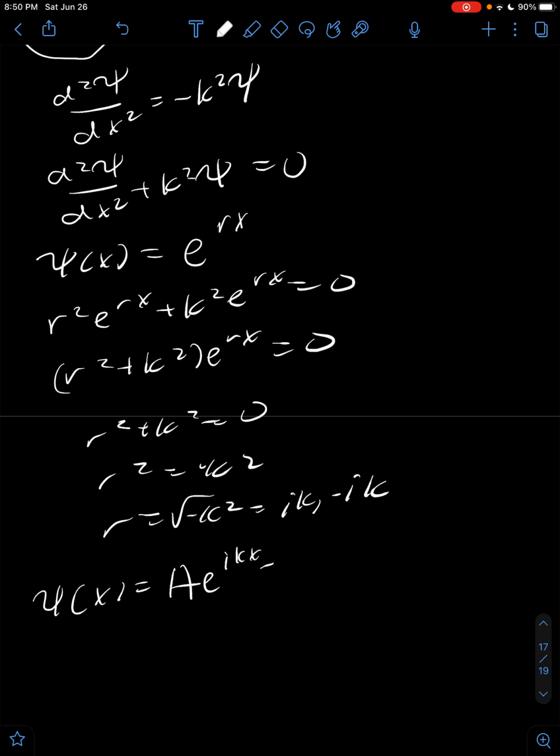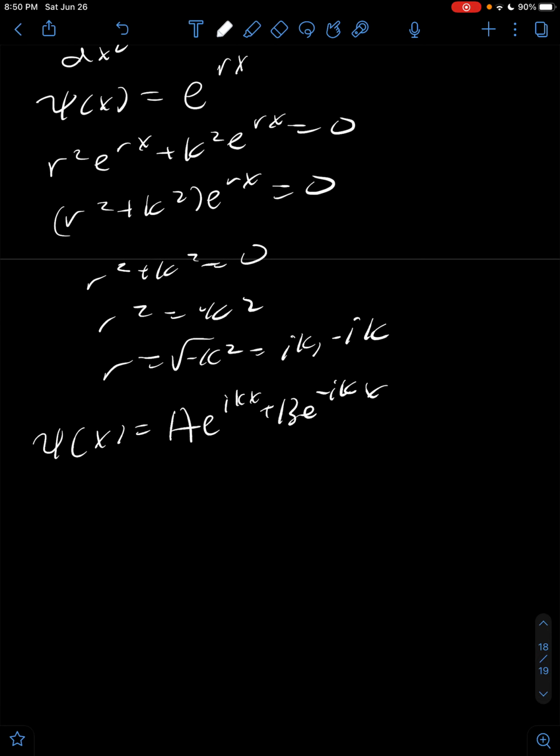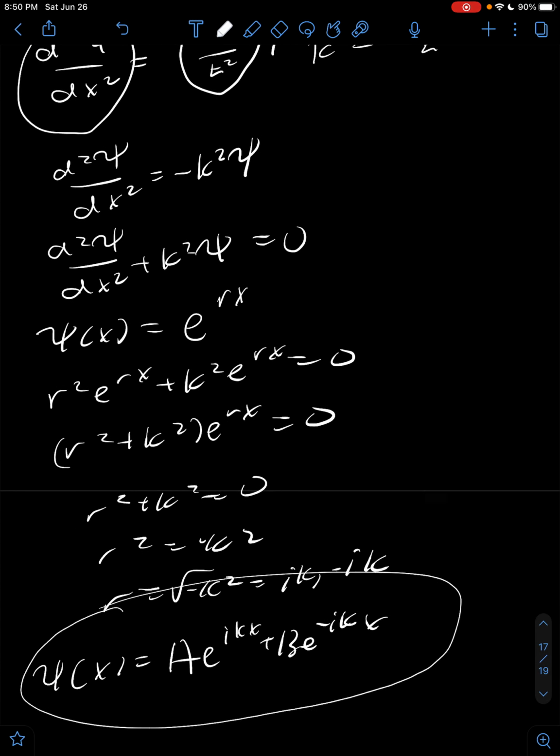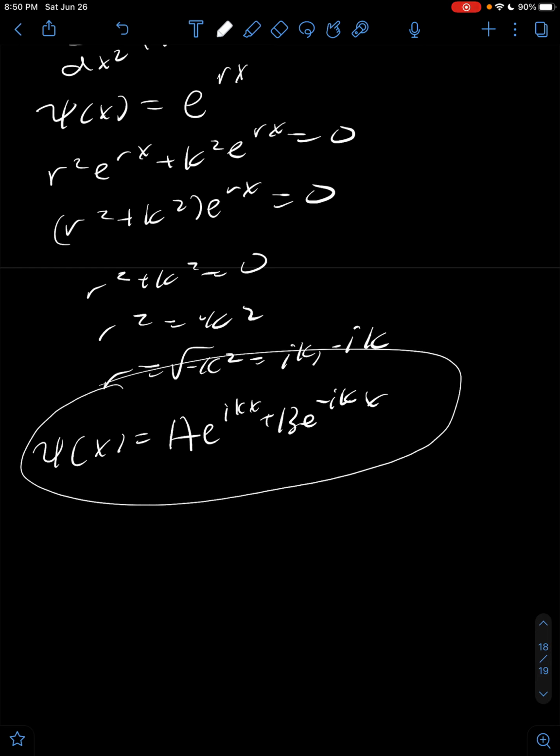You have A e to the ikx plus B e to the minus ikx. Okay, and this is our answer. We don't have any quantization over here, since we had no boundary conditions, no normalization conditions, or blah blah blah. But here is our solution.